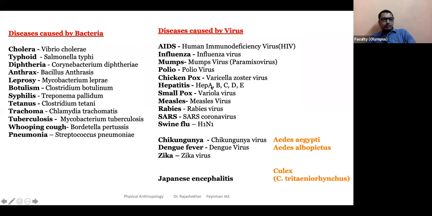So I've given examples of bacterial diseases, viral diseases, and well-known examples of protozoan diseases. I think you know very well, and we already discussed that. Malaria. Malaria is a protozoan disease, transmitted through mosquitoes, right? Anopheles mosquitoes, female Anopheles mainly.